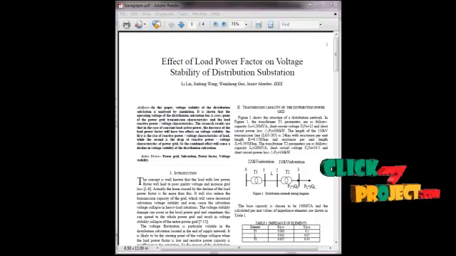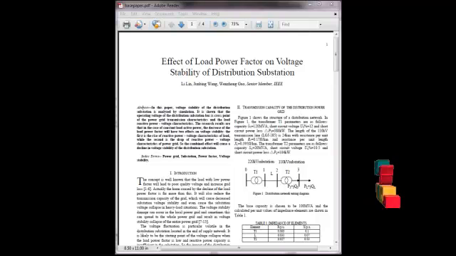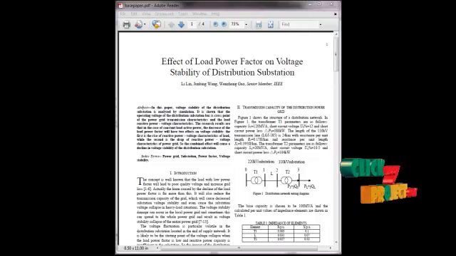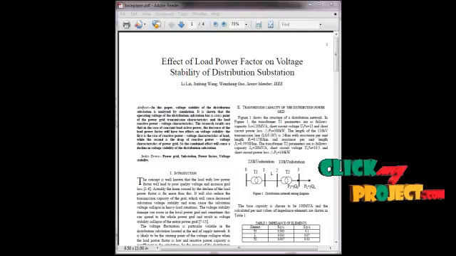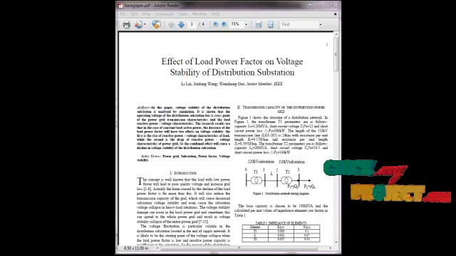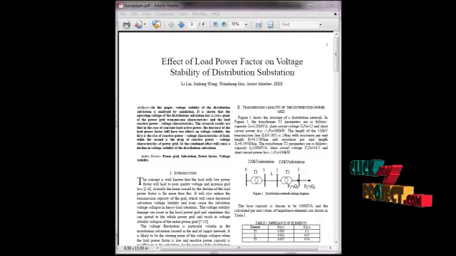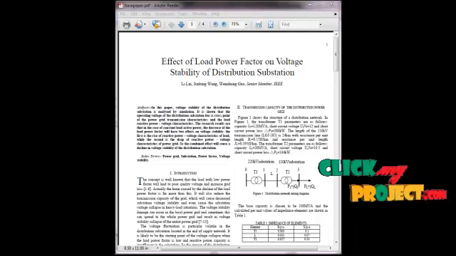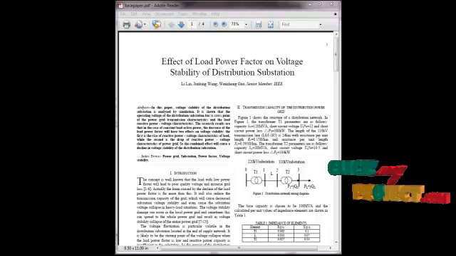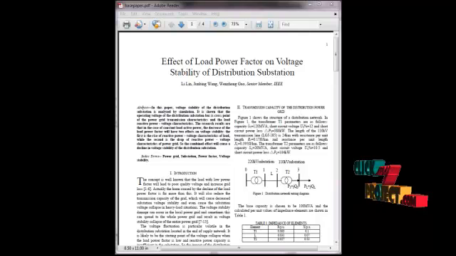Now we discuss the effect of load power factor on voltage stability of a distribution substation. In this paper, voltage stability of the distribution substation is analyzed by simulation. Our main aim is to maintain the voltage stability of the distribution substation. Here we are going to determine the cross point of the power grid transmission characteristics and the load reactive power voltage characteristics. There are two main effects on voltage stability: the rise of the reactive power voltage characteristics of the load and the drop of reactive power voltage characteristics of the power grid. Finally, we analyze the voltage stability of the distribution substation.